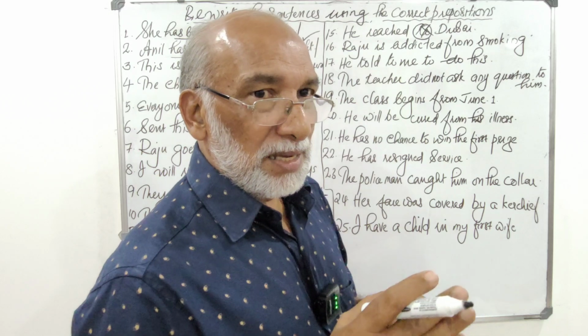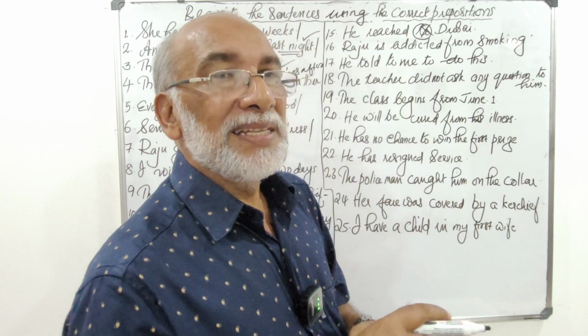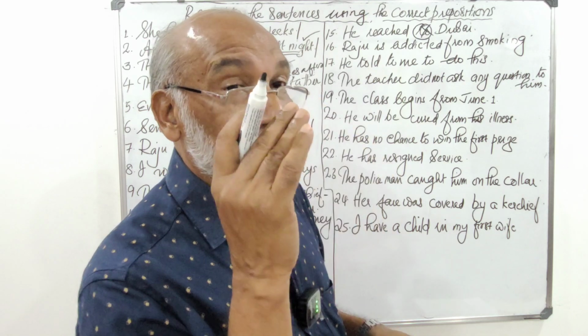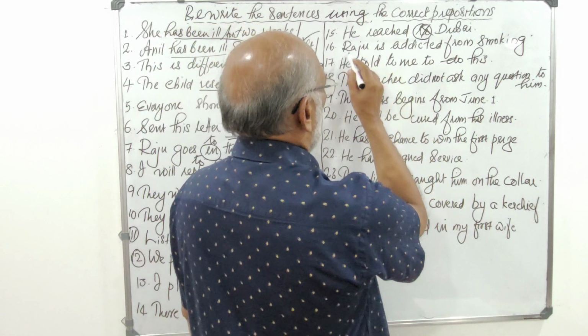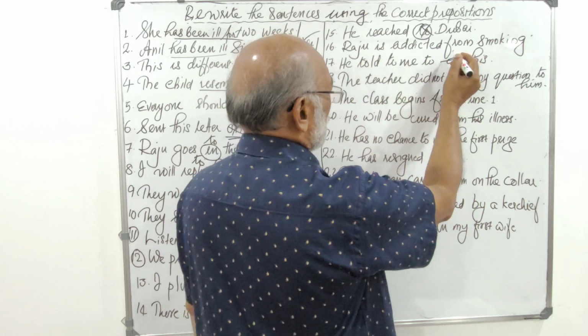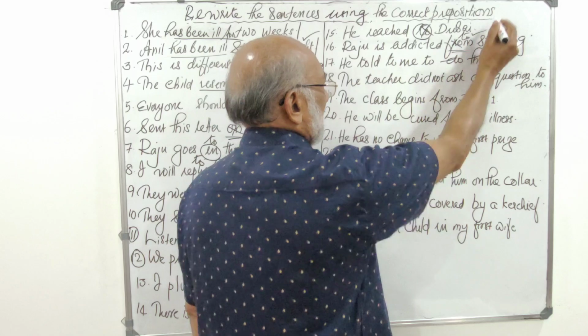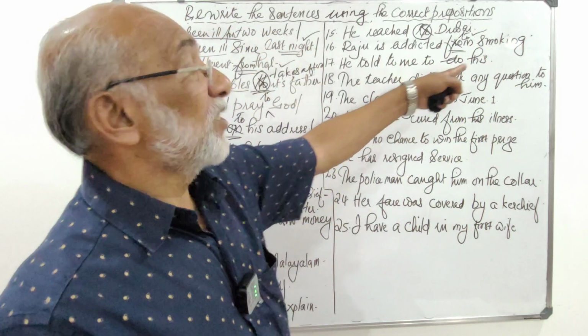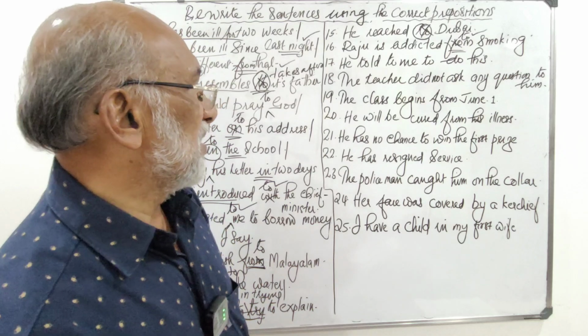As I said, certain prepositions go with certain verbs that we have to understand and use practically and own up. Raju is addicted to, not addicted from. Addicted to is correct. Raju is addicted to smoking. Get addicted to something. That is the correct preposition.